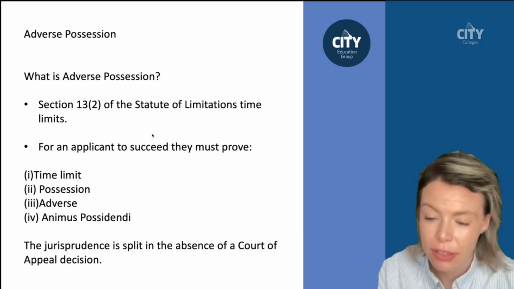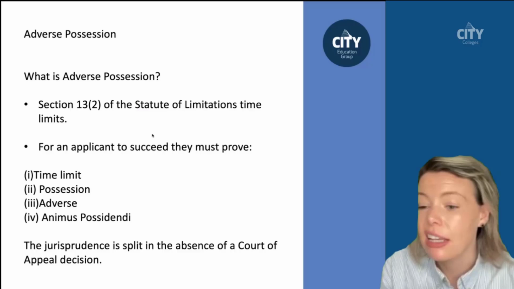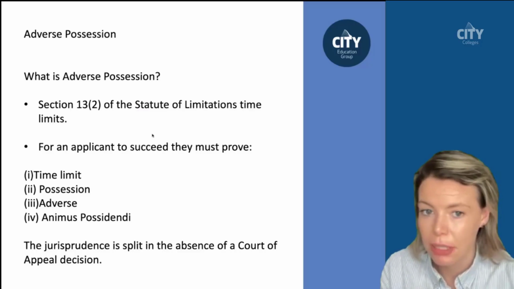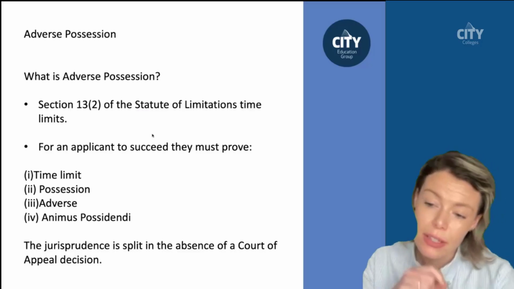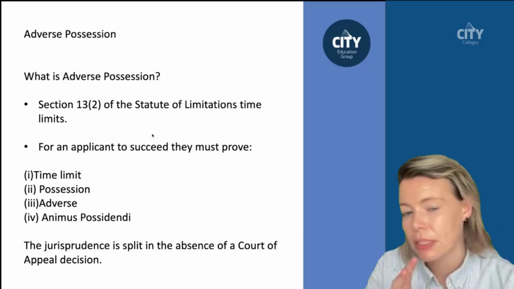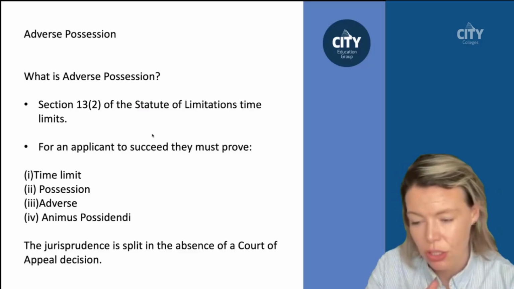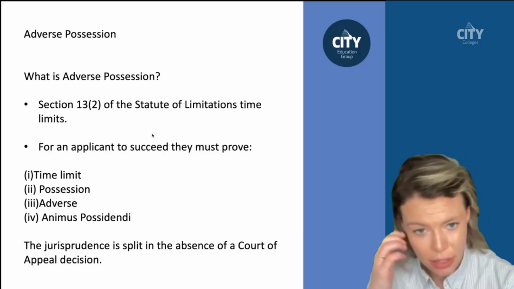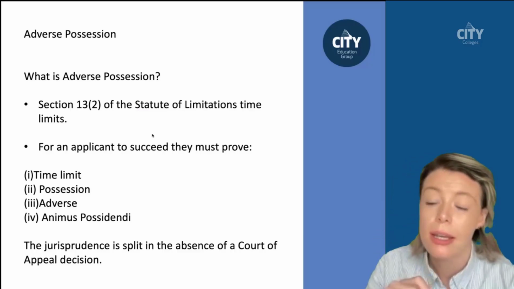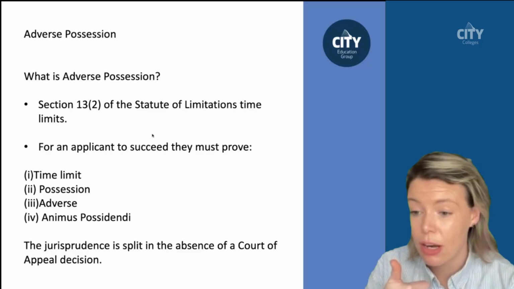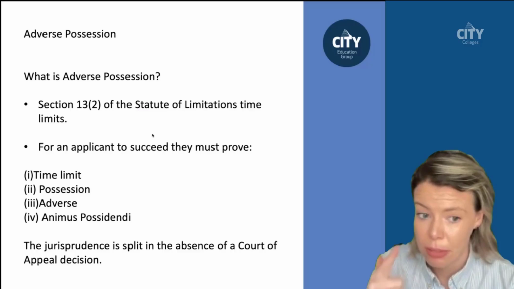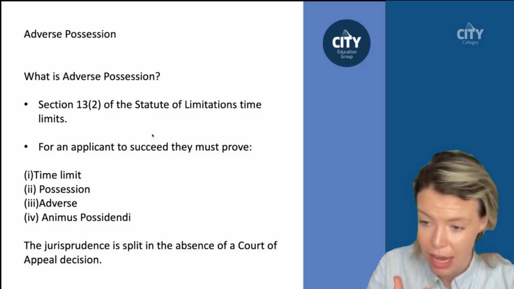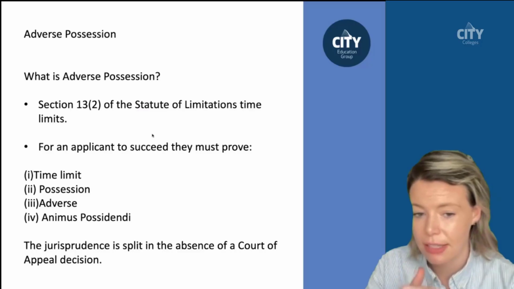So when preparing for this question, you can pick either an essay question or a problem question to practice, because you're going to hit the same parts of the test each time. We don't have a statutory definition of adverse possession, but the time limits for causes of action in relation to land ownership are set out in section 13 of the Statute of Limitations. So we'll go through the time limits, and the squatter must show that they've been on the land for the requisite time limit. Then they have to show that they have possession, that it's adverse, and that they've got animus possidendi. And as I've said there, the jurisprudence is split on that final element.